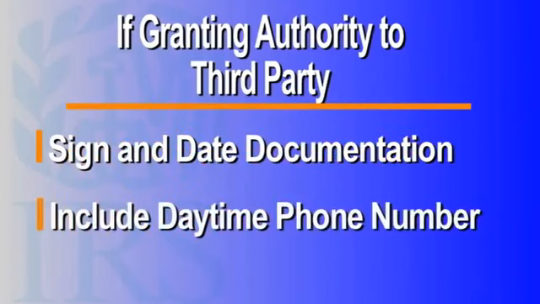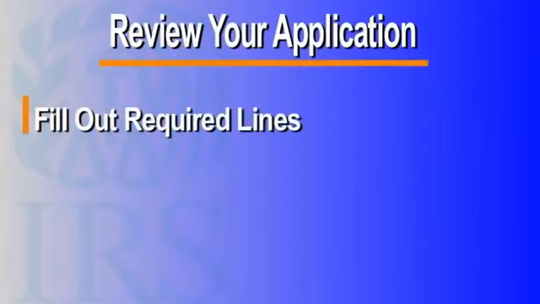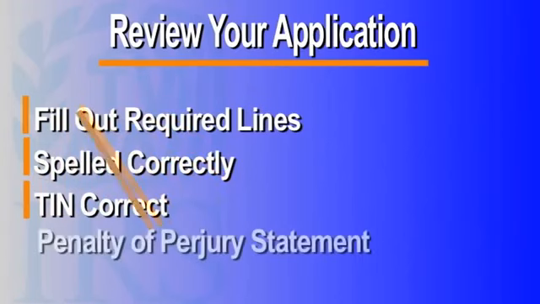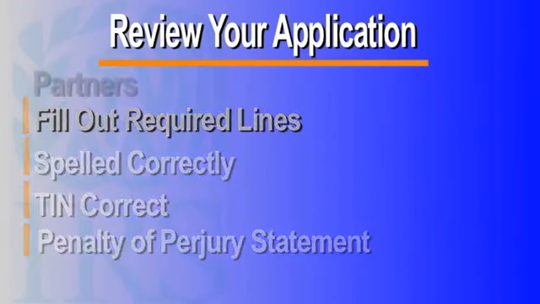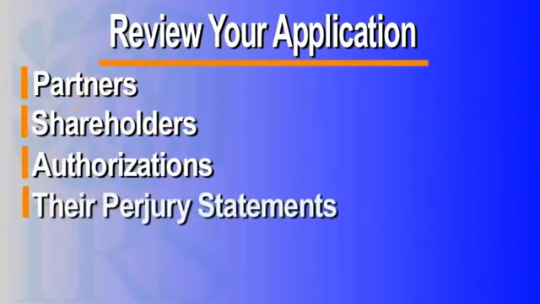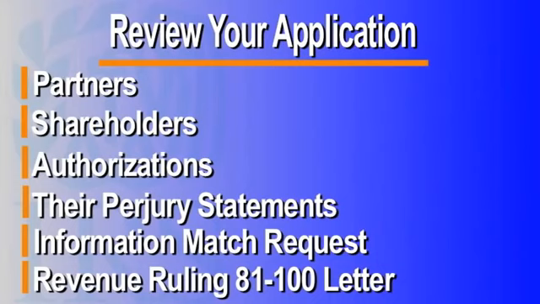Please include a phone number where we can reach you during the day if we have any questions regarding your request. After completing the form, take a few minutes to review your application. Did you fill out all the required lines? Is everything spelled correctly? Is the TIN correct? Did you include the required penalty of perjury statement? Did you include your list of partners, shareholders, etc., authorizations, and their perjury statements if needed? Does all the information match the request on all pages of Form 8802? For instance, does the Revenue Ruling 81-100 letter you are including with your request belong to that entity?